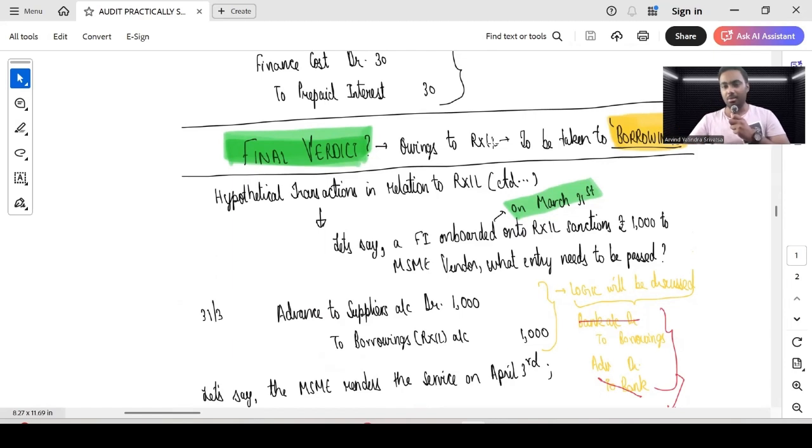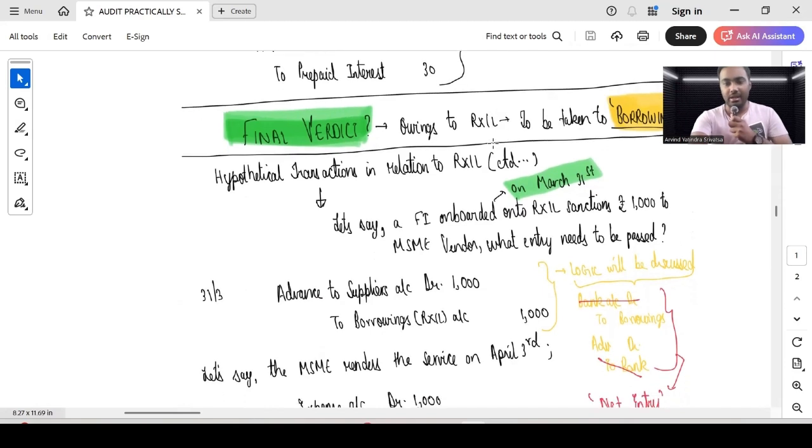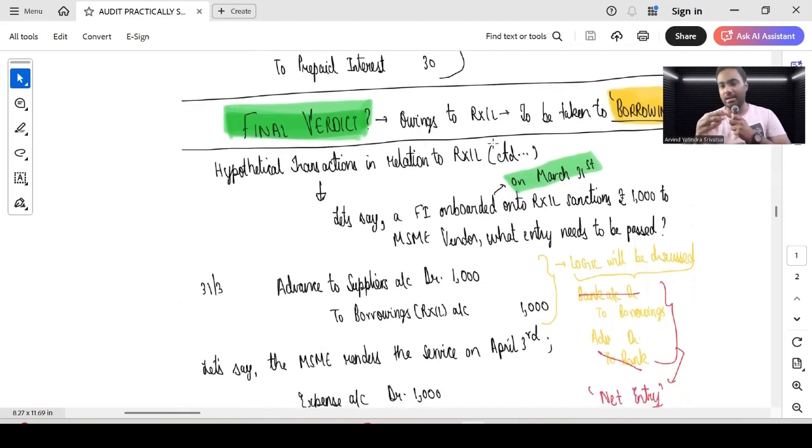You guys might be like, boss, they're giving an advance to the MSME vendor. How is this going to affect us, boss? Why do we even need to pass an entry? We are not even a party to this. No, guys, that is not how it works. Ideally, an entry needs to be passed here. Let's decode what entry needs to be passed here. So basically, we need to pass the entry: advance to suppliers account debit 1,000 to RXL account 1,000.